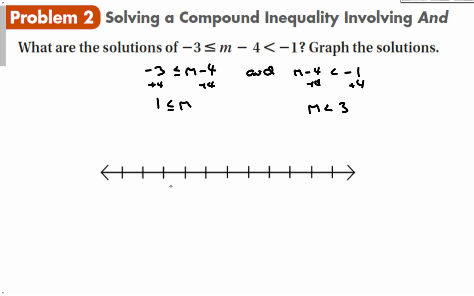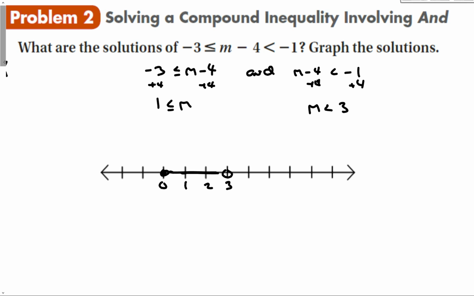So, 0, 1, 2, 3. So it's going to be a solid dot right there, an open circle right there, right? This travels right, this one travels left. That's good, they overlap right in between there.